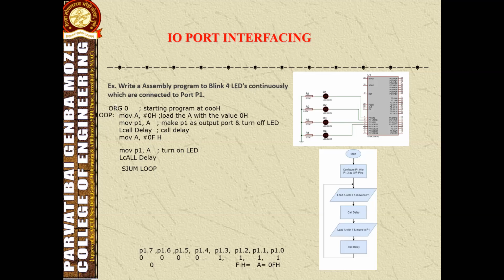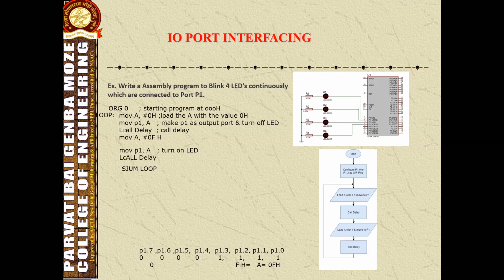See here, what will happen? We are writing from memory 000. In the next step, what are we doing? We are loading our accumulator with 00H, because we send the 00H value using this accumulator to port 1 to make the port an output port, and also turn off the LED. After turn off we have to wait for some time.